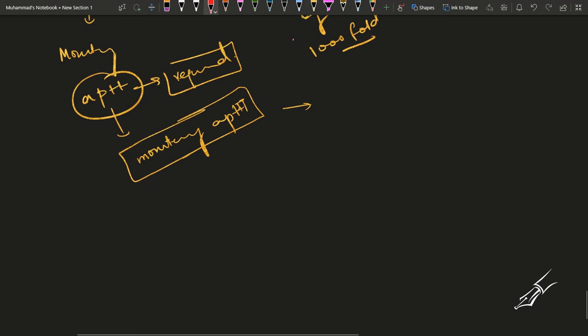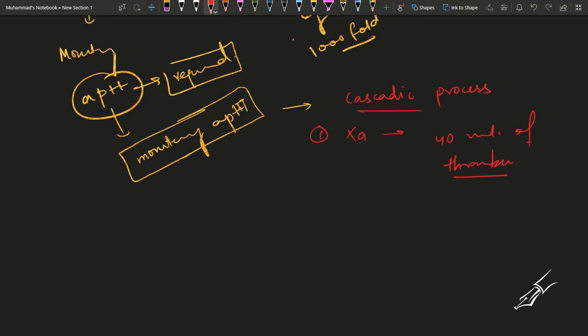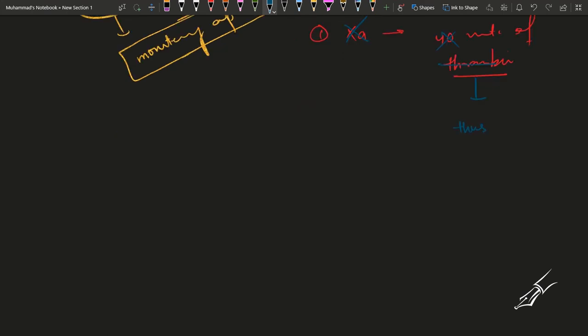And the reason for this is that coagulation is a cascading process, in which 1 unit of factor 10 can activate about 40 units of thrombin. So inhibiting factor 10 prevents the formation of about 40 units of thrombin, and thus it prevents the increased level of anticoagulation, i.e. bleeding.